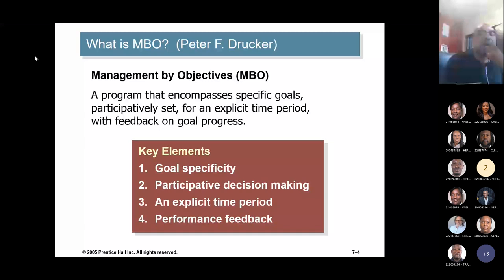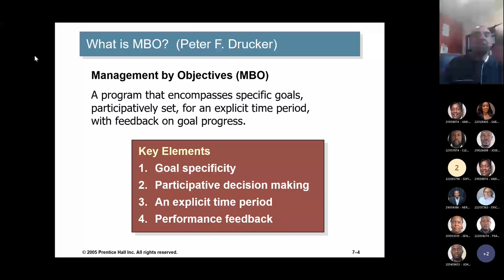And of course, this goal should be participatively set. That is to say that people must participate in setting this goal. Employees can be part of the participants in setting this goal for an explicit time period. For a given time period, MBO has a specific time to actually accomplish the goal. Then with feedback on goal progress. There should be in-between feedback on goal progress, how we are progressing. And of course, there's a perception that this can also be used to motivate employees. Well, this can be a kind of motivation for employees.